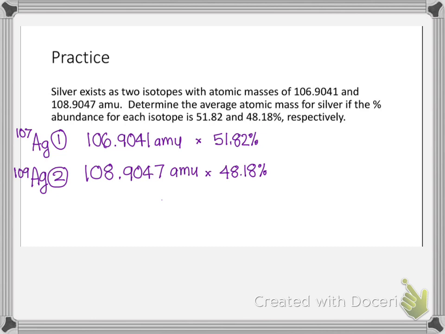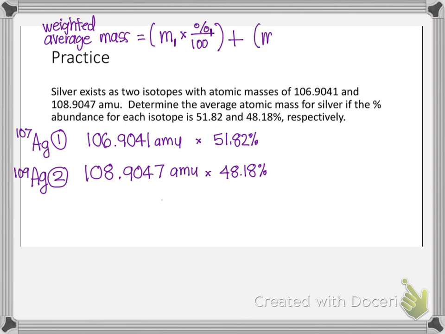So to find the average mass, what you do is you take the mass, and I'm just going to put M for the first one, and you multiply it by the percent that it has of the first one over 100. So it's a percent, so we're going to change it to a decimal form. And then you add that to the mass of the second one. Whoops, that's not plus.